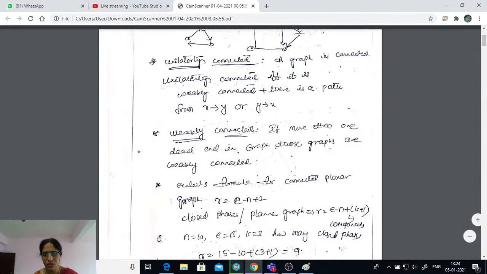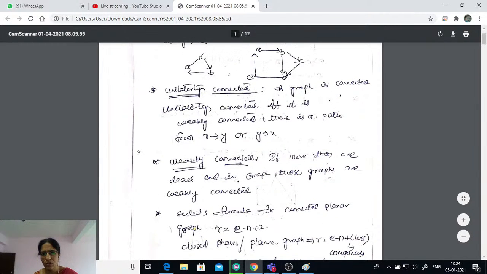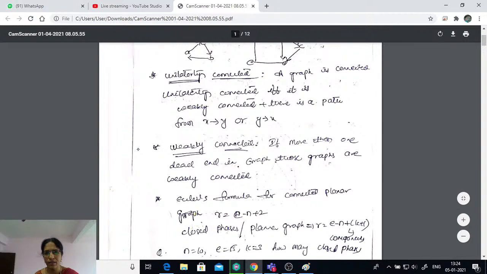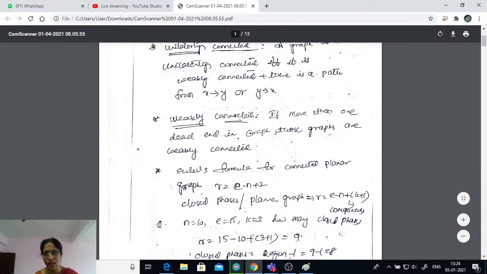Now observe these two graphs: this one is weakly connected, and this one is just connected, not weakly connected. This is the strongly connected. And coming to unilaterally connected, a graph is unilaterally connected if and only if it is weakly connected plus there is a path from x to y as well as y to x.